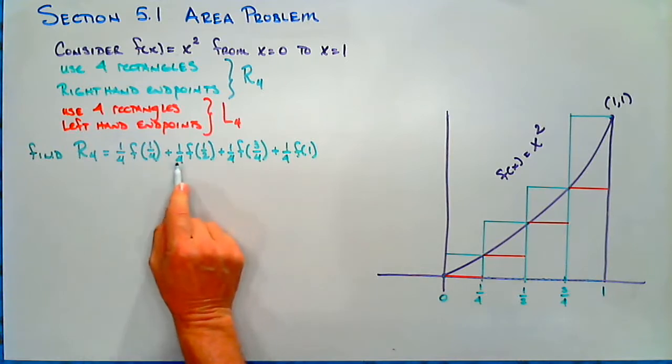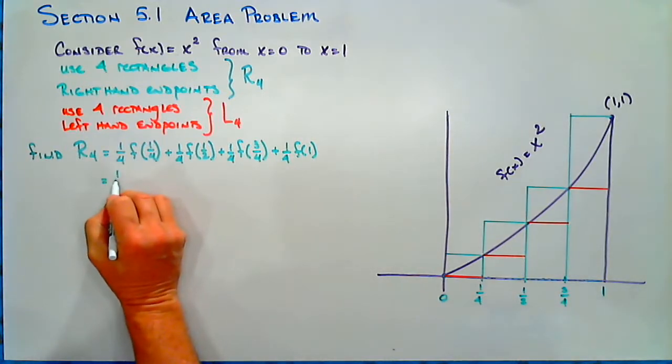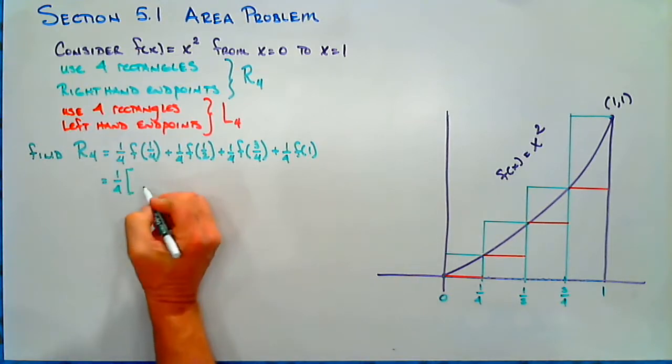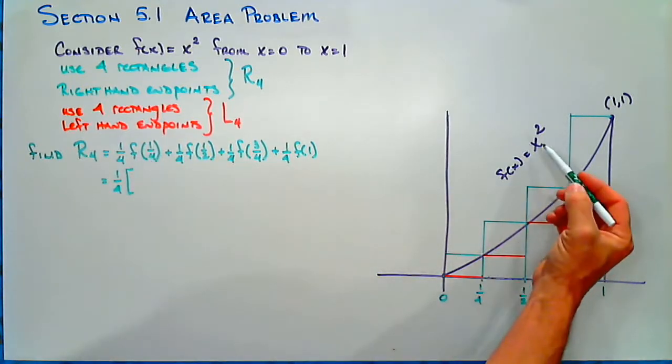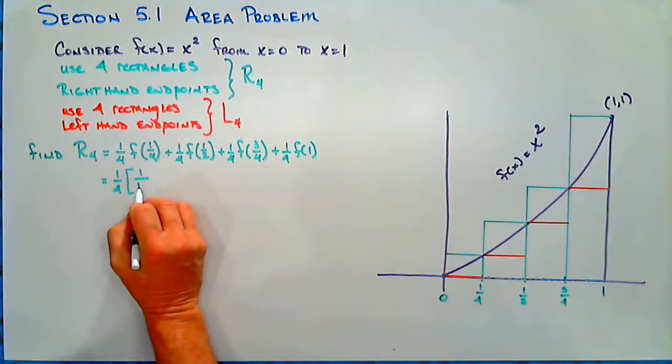Well, if we take a look at this, there's a 1/4 in every one of these, isn't there? So we're going to factor out a 1/4. Now, what's f of 1/4? Well, my function is x squared. 1/4 squared is 1/16, isn't it?